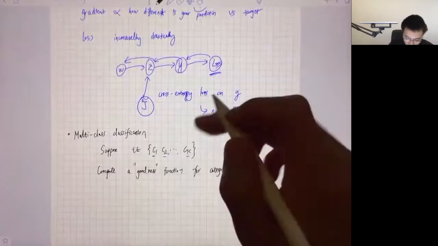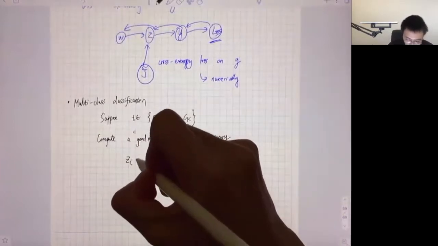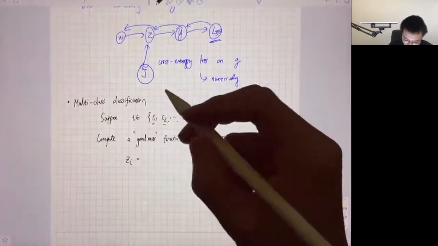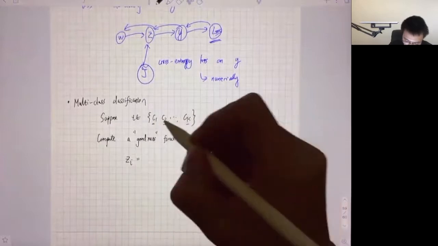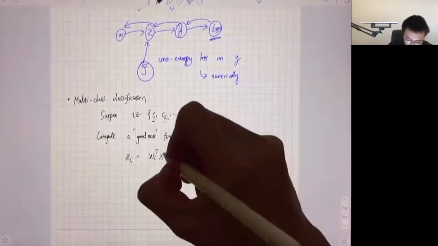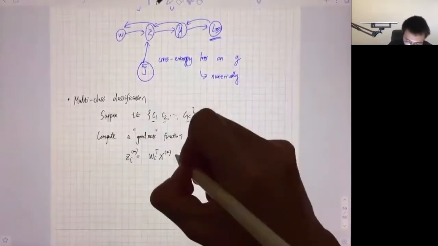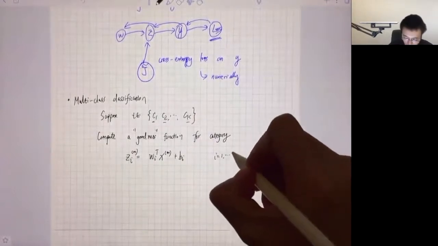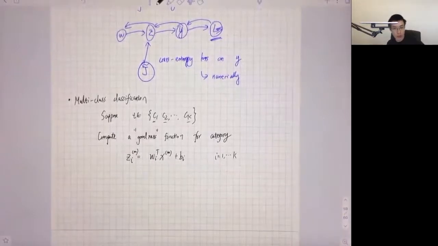So I will compute Ci as the goodness of your function as Wi transpose X for some data sample n, plus Bi, for i equals 1 up to k. For each category, I compute a goodness. But eventually, I will consider the goodness of different categories and I will make a prediction for one and only one category. So how can I do that?